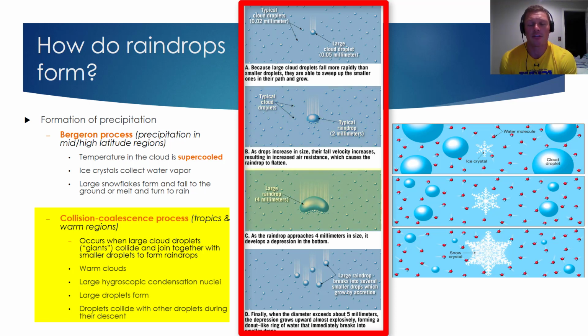That raindrop growth continues in picture C, where the diameter of our large raindrop is now 4 millimeters, but you can see the development of a depression at the bottom of the raindrop. And as shown in picture D, when the diameter exceeds 5 millimeters for the raindrop, there's an explosive breakup of the raindrop. But we now see the formation of multiple cloud droplets, each of which will now go through that exact same process.